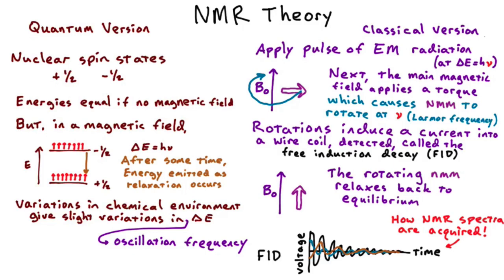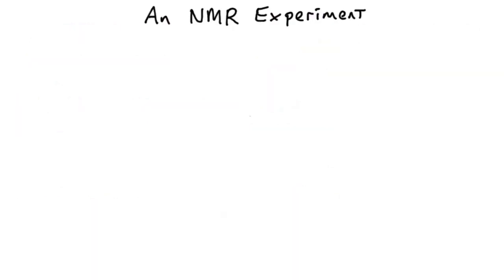So, okay, that's the theory bit. Quantum, classical, they both work. We usually treat this classically because that's how we actually acquire the information. We acquire it as this free induction decay. It's what we do. Cool, so let's talk about what we do in an NMR experiment.